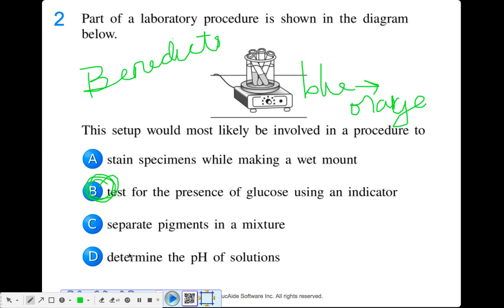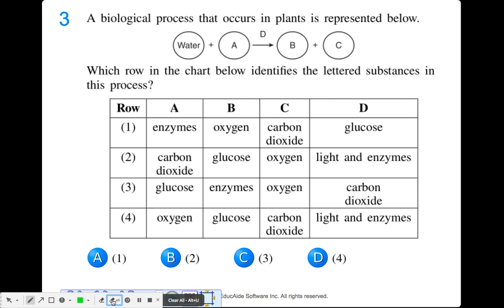Okay. Wait, hold on. Erase everything. All right, this is a tough one. But start by thinking about the question. Before you even look at the answers, look at the question. Okay, a biological process that occurs in plants. Okay, so we know that there are a lot of things that occur in plants.